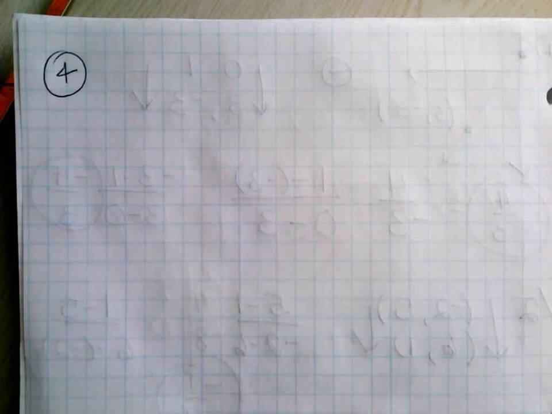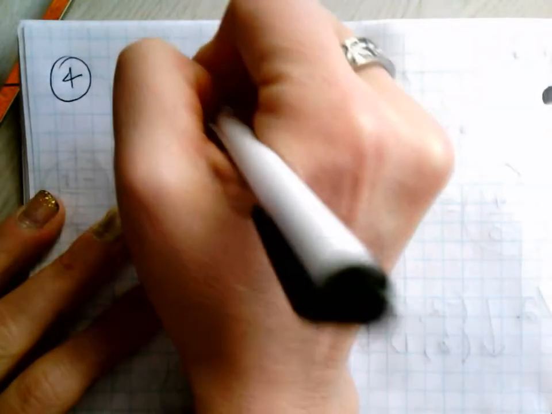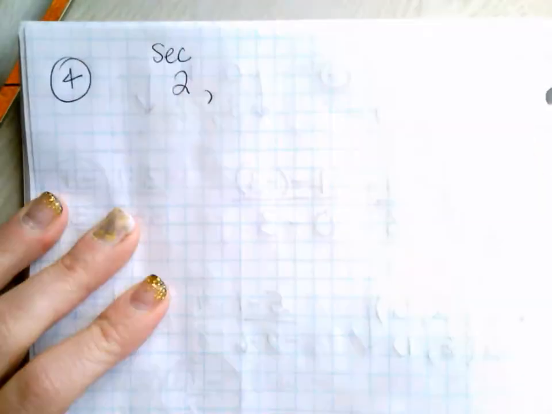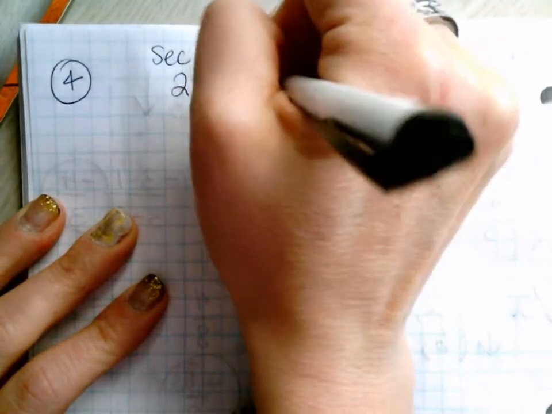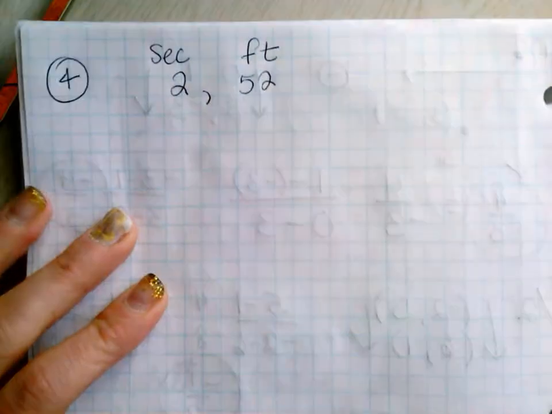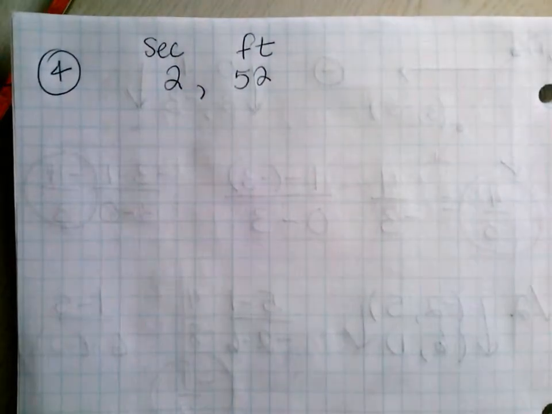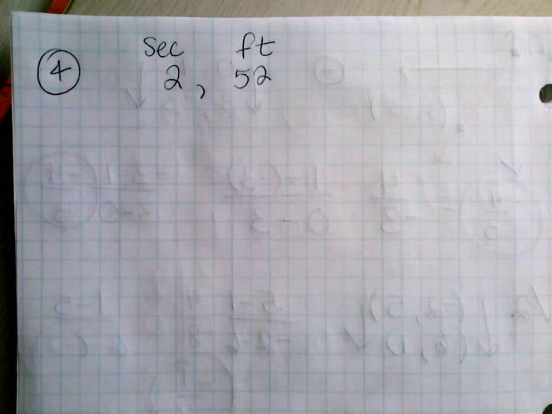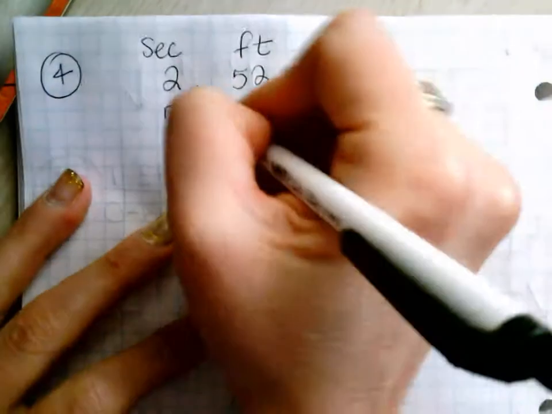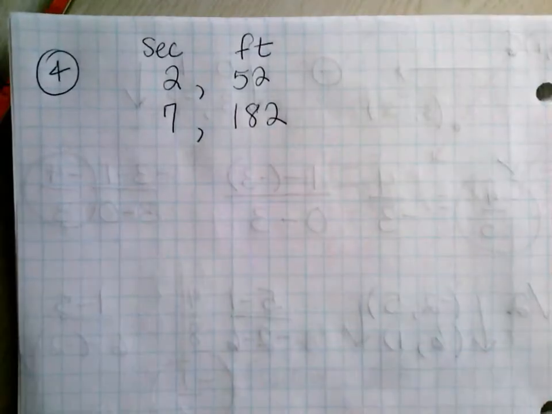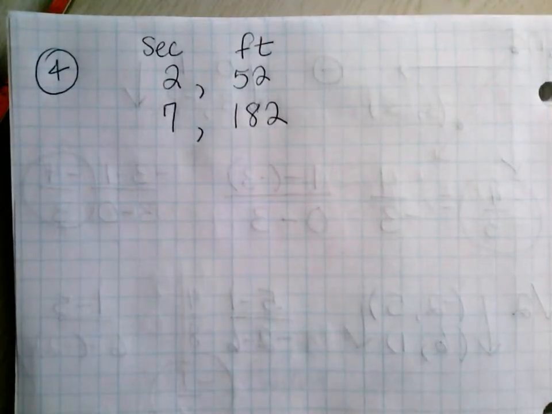This guy, okay, wakeboarding is a little bit faster. In 2 seconds, he traveled 52 feet. Okay? Continuing, in 7 seconds, he traveled 182 feet. Notice I'm just copying it as if it was X and Y, but it'll form the same function.